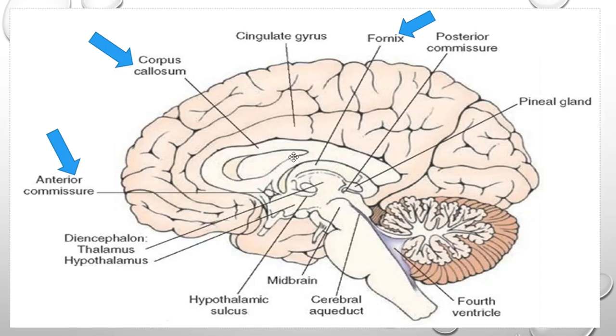The two hemispheres are associated by means of the corpus callosum. Here is the corpus callosum. Below we can see the fornix. Here is the fornix, and here is the anterior commissure.